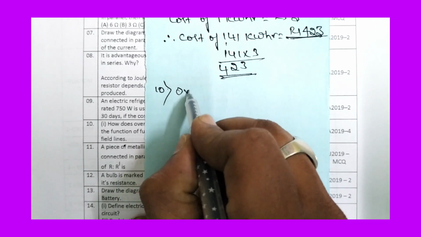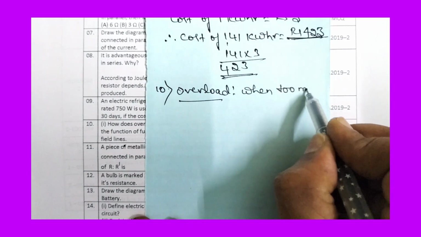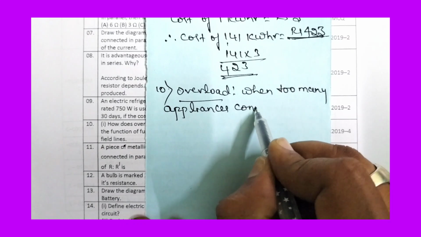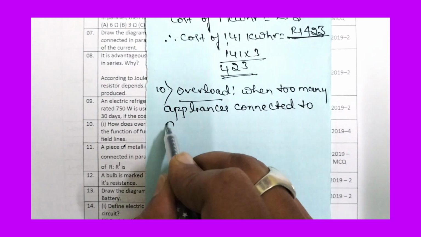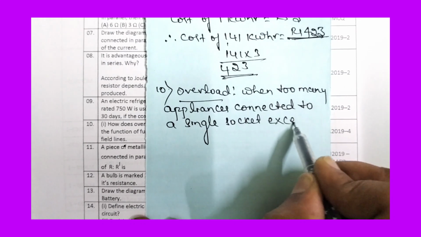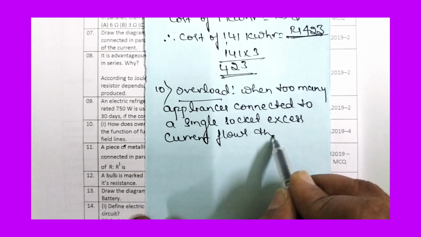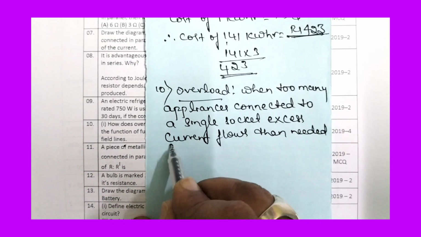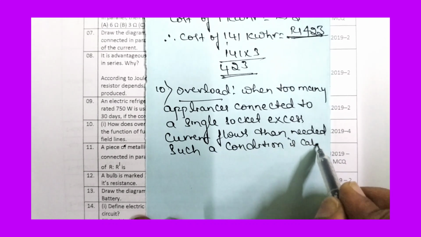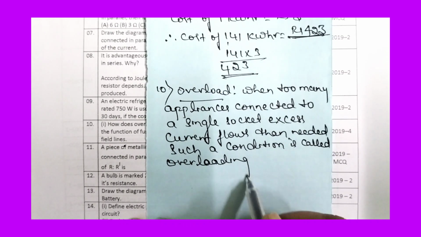Let us answer. First let us talk about overload. So overload, when too many appliances are connected to a single socket, excess current flows than needed. Such a condition is called overloading.